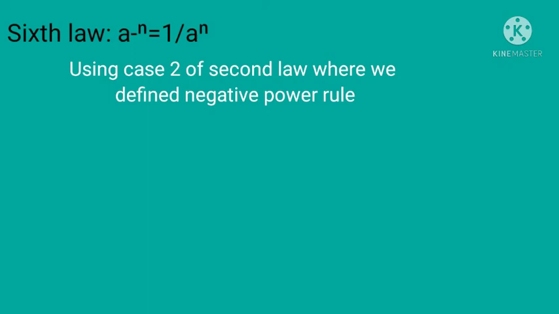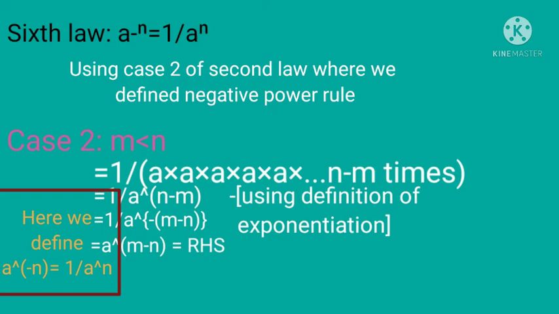For the first proof, let us have a look at the second case of the second law again, where m was less than n. There we defined the negative power rule. Hence it can be used as a rule from that case.